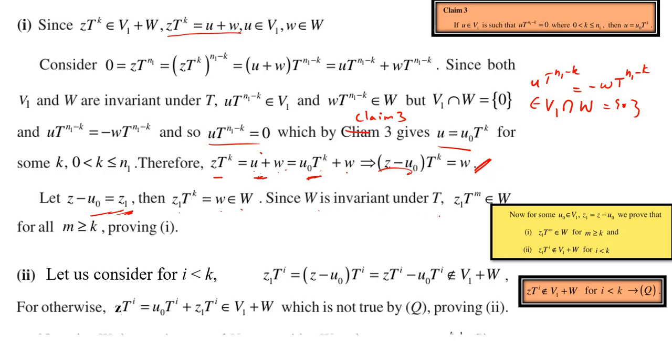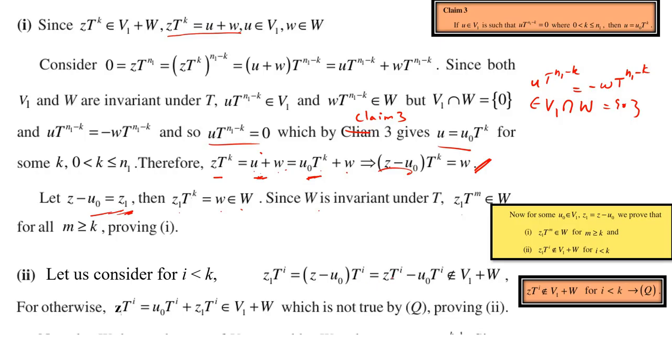Since W is invariant under T, Z1 T power M belongs to W for all M greater than or equal to K. So, proving one: what was our first subdivision? Our claim is that Z1 T power M belongs to W with M greater than or equal to K. And the second one we need to establish. We shall consider, for I less than K, Z1 T power I, where Z1 is nothing but Z minus U naught.